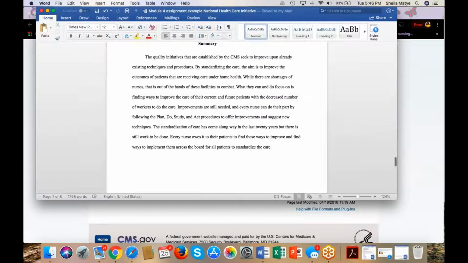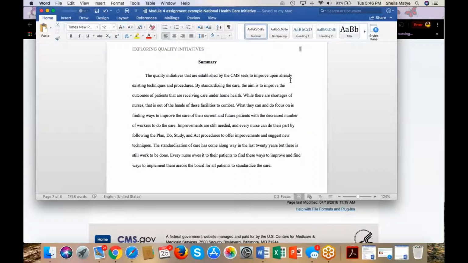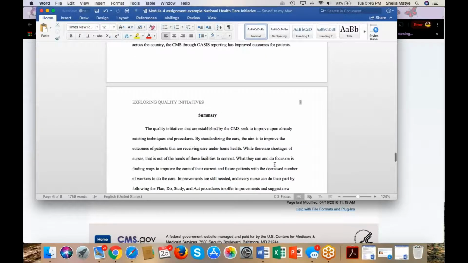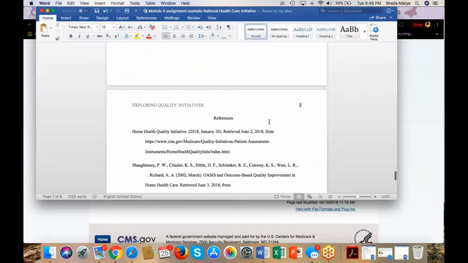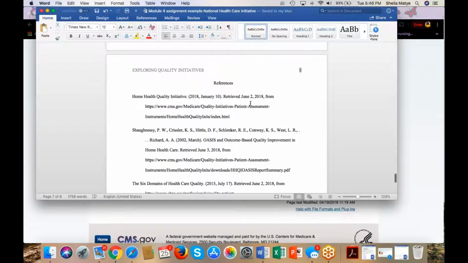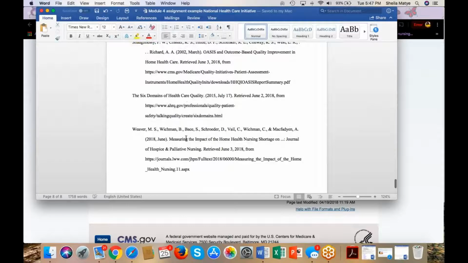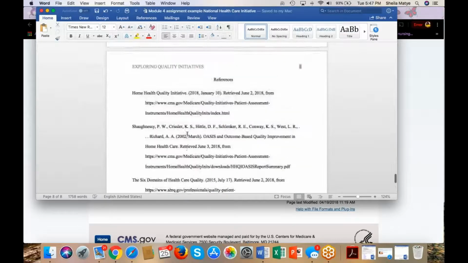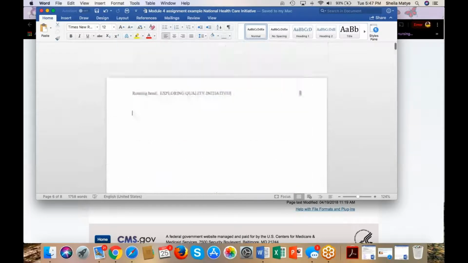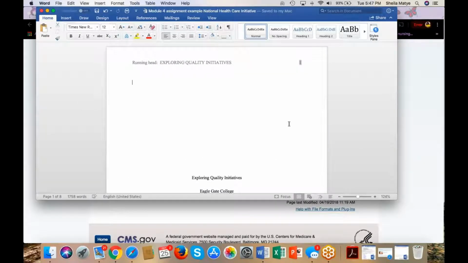And then the last was summary. So what they did is they summarized everything and put it into their own words. They did talk about the Plan, Do, Study, Act. Every nurse owes it to their patients to find these ways to improve. So there's that statement about how nurses are involved. So then references. And so this is where they received their information from. Perfect. So I can send this example out.